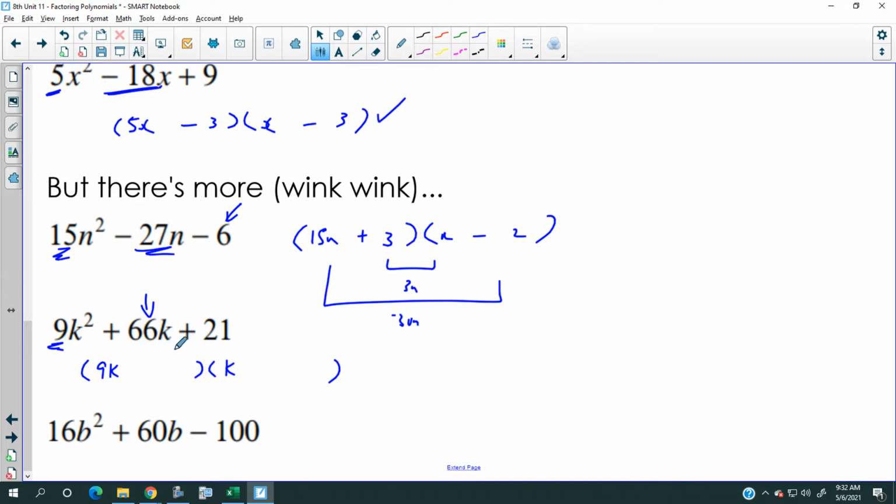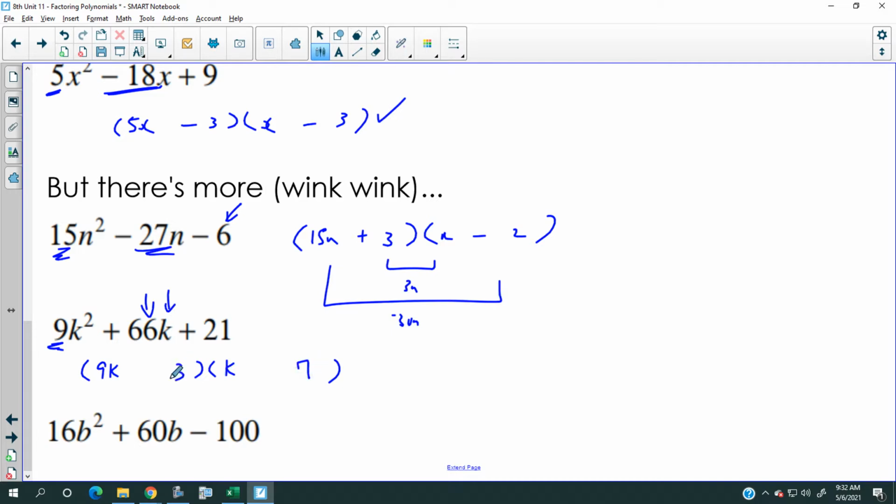All right, now let's see. I'm thinking, for 21, I could do 7 and 3, or 1 and 21. Now, if I put 21 here, that's too big already, and I would never be able to get to 66 in the middle. So that's no good. Now, I could put 7 here.